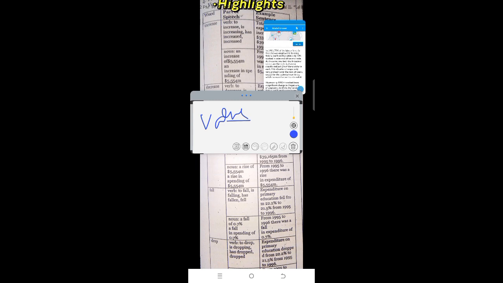And if we see the fall, so if the value is falling, the trend is a fall, so expenditure on primary education fell, so you will use this term fell. Again, you can use drop. So these are the different vocabulary styles that you are going to use. Okay.